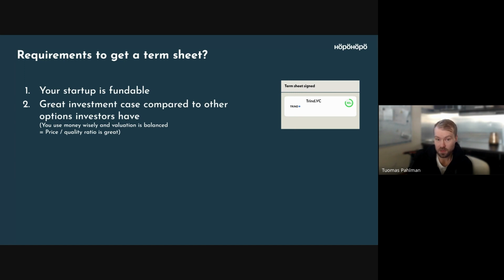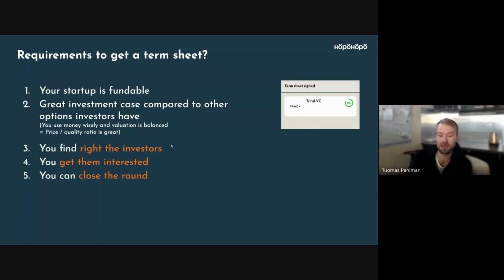So that was last week, about what you need to prepare or specify for your investment case so that it's a good fit for investors. Today we focus on the next steps: once you know your startup is fundable and a great investment case, you need to find the right investors to present your case to. Then you naturally need to get them interested. And finally, you need to be able to close the round, so make the sale happen.